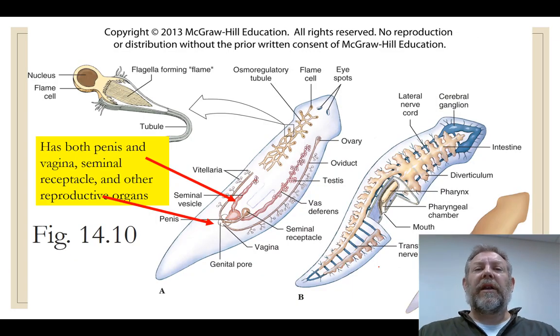And you also see that it has both a penis and vagina, a seminal receptacle, and other reproductive organs. I don't believe that they fertilize themselves. So when they reproduce sexually, they will exchange gametes with another flatworm.